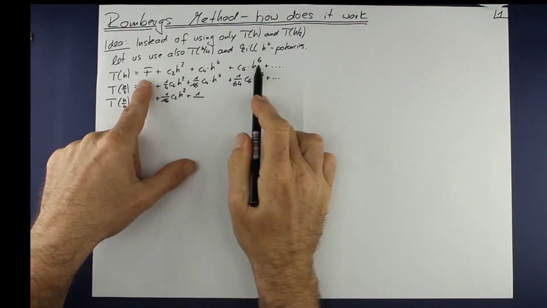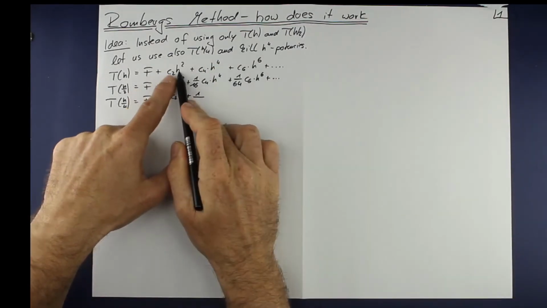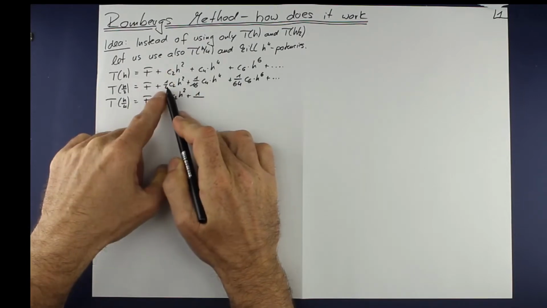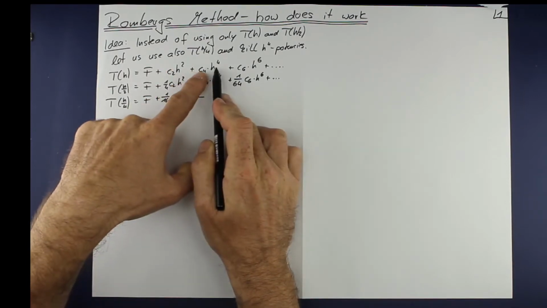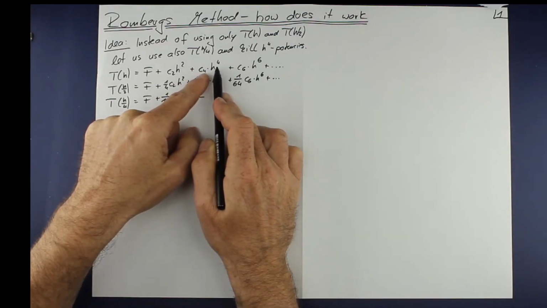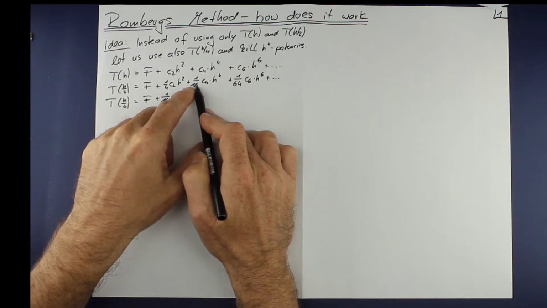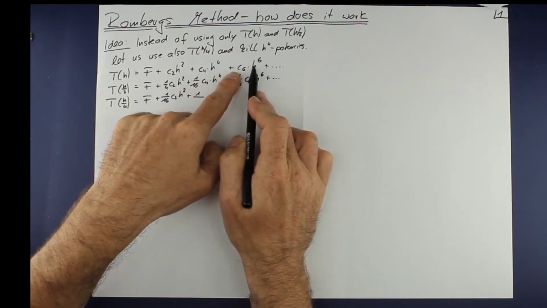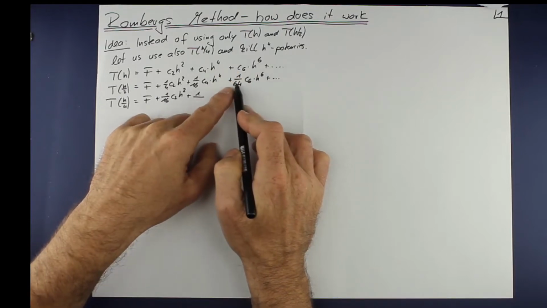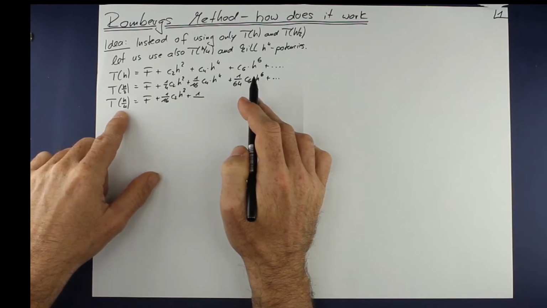Now if we have that line, then instead of h, use h halved. That gives here h squared divided by 4. That gives here an h to the fourth divided by 2 to the power of 4, which is 16. And then here an h to the sixth divided by 2 to the power of 6. 2 to the power of 6 is 64. And now let's do the job with a quarter.